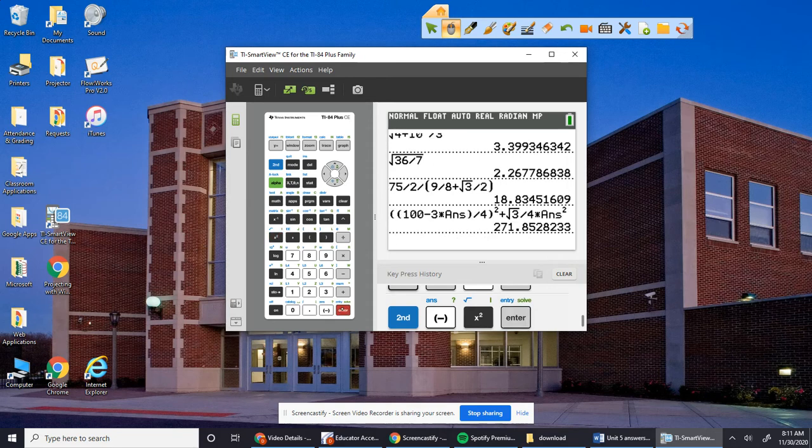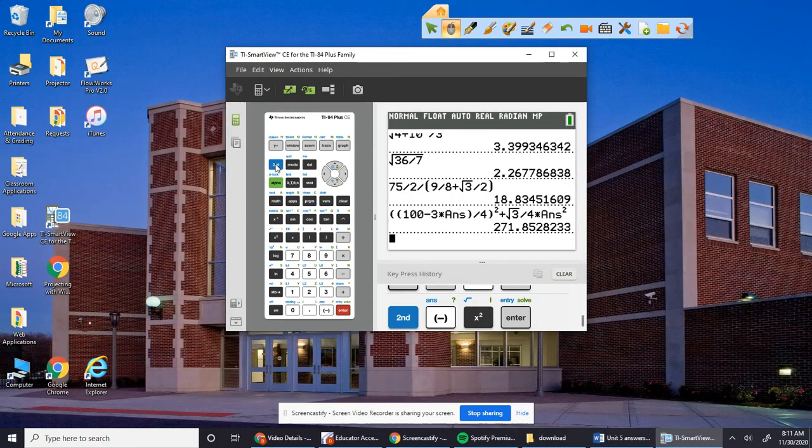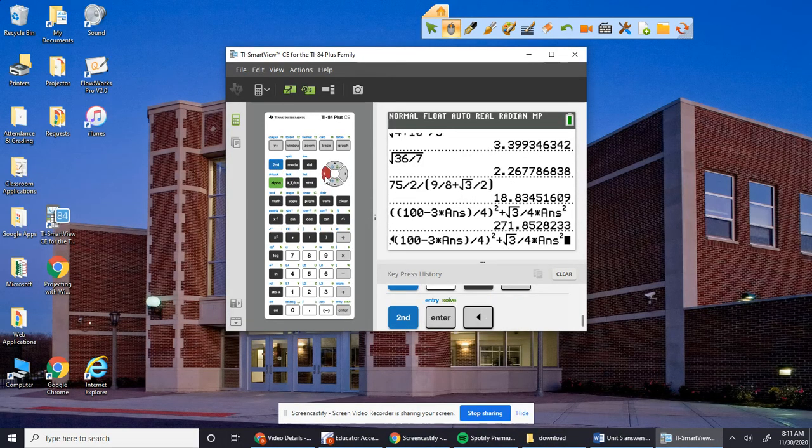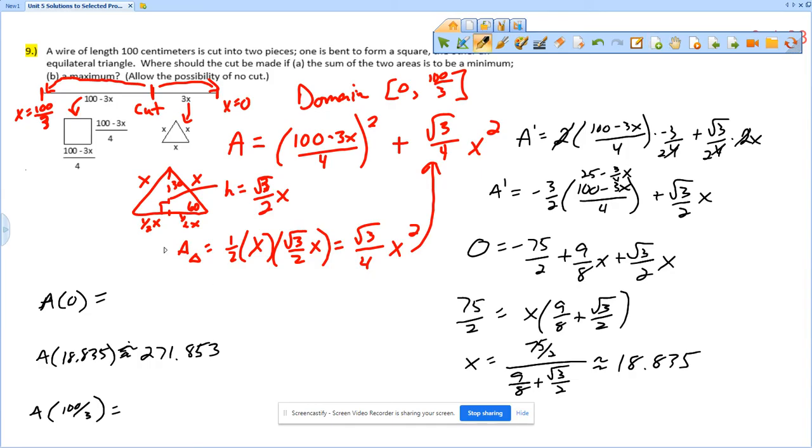And so this gives 271.853. That would be the area if I cut at 3 times 18.835. Now what about 0? So now I'm going to do that calculation with 0. I'm just going to bring back this, and I'm going to type in 0 instead of answer. And now we have 625. Obviously, that is much bigger.